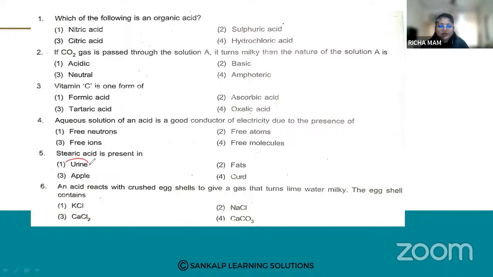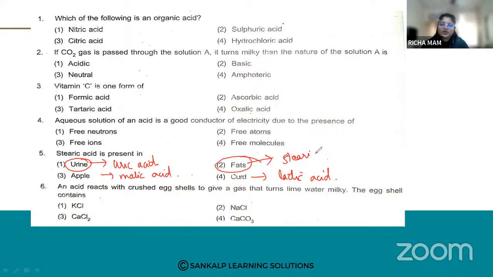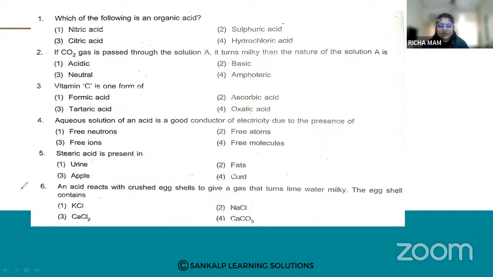Urine consists of which acid? Urine consists of uric acid. Curd consists of lactic acid. Apple consists of which acid? It consists of malic acid. So fats consist of stearic acid. So our answer is the second one. Okay, let us go for the next one.